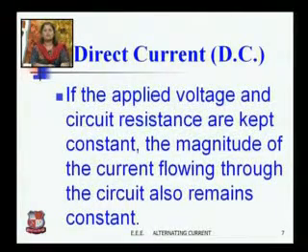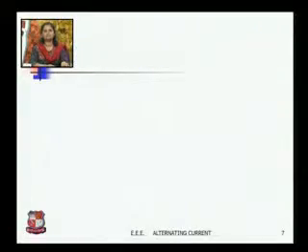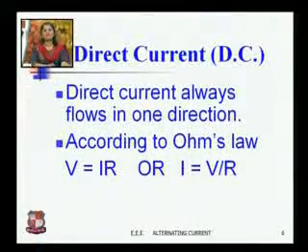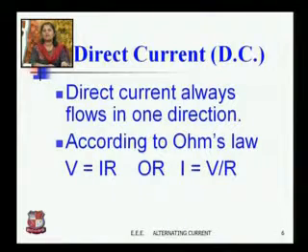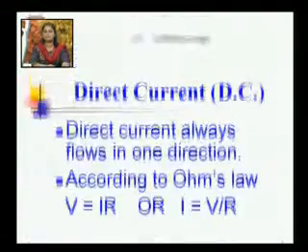Now, if applied voltage and circuit resistance are kept constant, then the magnitude of the current flowing through the circuit also remains constant. Now, as we discussed earlier, V is equal to IR, means if you keep V as a constant value and same way resistance of the circuit is constant, means V by R ratio remains constant, then it will give you the constant value of current. Now, if you are changing any of these two elements, then obviously the magnitude of current will be changed.